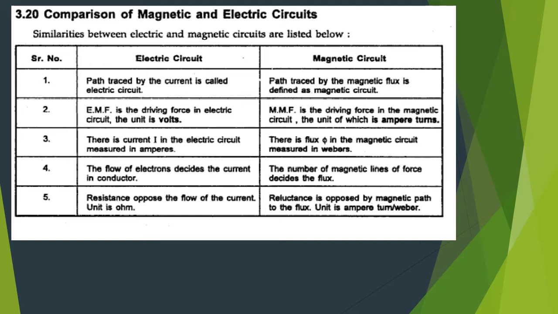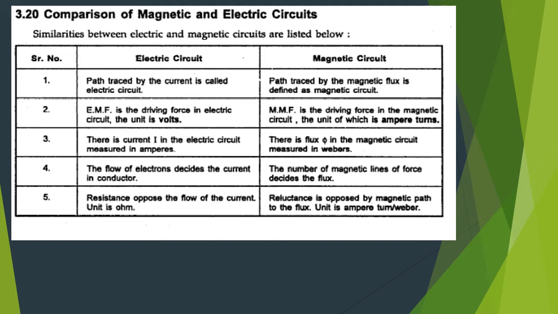Now next one is EMF. EMF means electromotive force, which is the driving force in an electric circuit, with unit volt. But in a magnetic circuit, similarly, the force responsible for driving the magnetic circuit is called MMF, which stands for magnetomotive force, having unit ampere turns. That is ampere, the current passing through a conductor, into the number of turns of a coil.